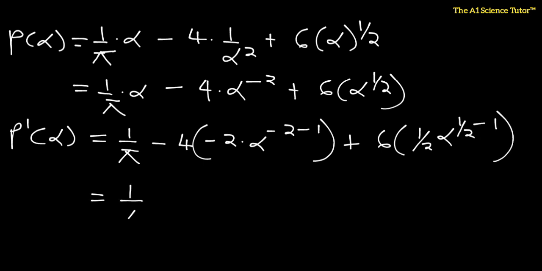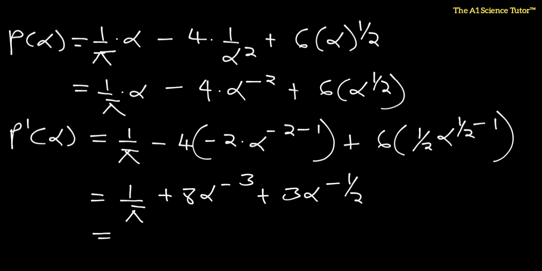So this is going to be 1 over pi minus, we have minus 4 multiplied by minus 2. So that should give us positive 8. And this is alpha raised to the power of negative 2 minus 1. That gives us negative 3. Now we have 6 multiplied by half. Now a half of 6, that is 3. So I have 3 there, and this will be alpha raised to the power of half minus 1, which is the same thing as negative 1 over 2.